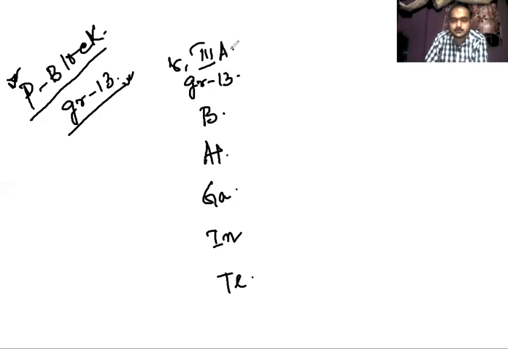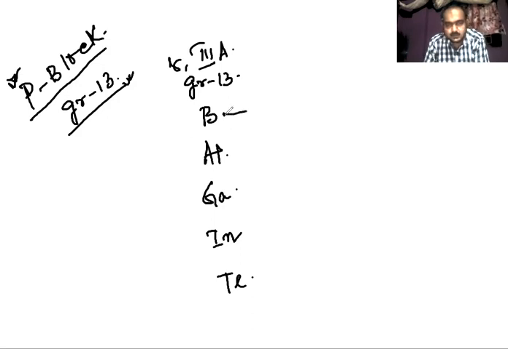Now, whenever we have to study any specific type of elements, we have to see their occurrence, their reactions and their properties. So at first we have to know their occurrence.